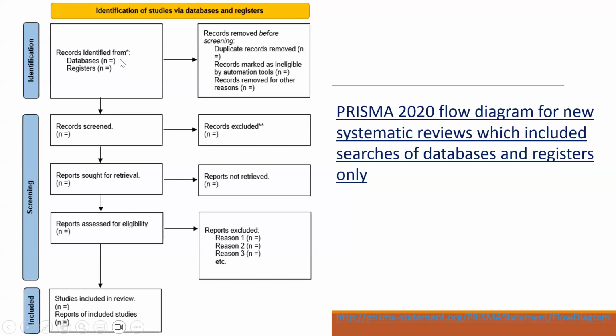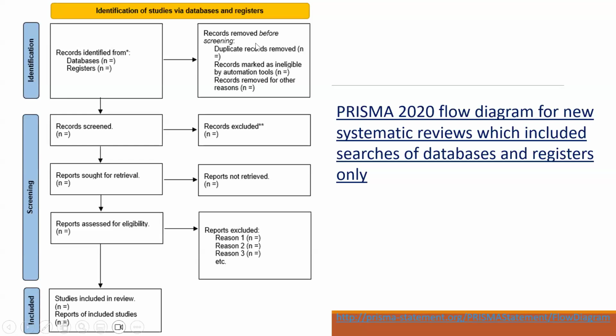Then along with giving a number, next below this line you can mention how many you got from PubMed, from Embase, from CINAHL. Individually also you can write. Then registers: if you had referred to any clinical trial registers or any other registers relevant to your subject area, that can be mentioned here separately. If you don't have any registers, you can remove this and just include databases if you have included only databases.